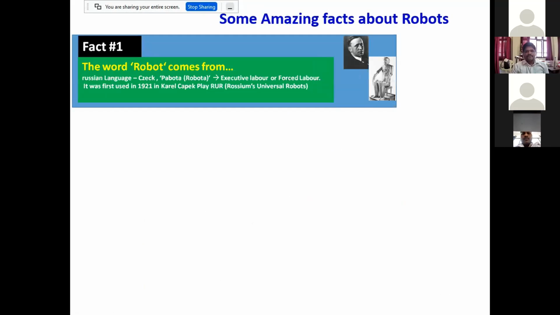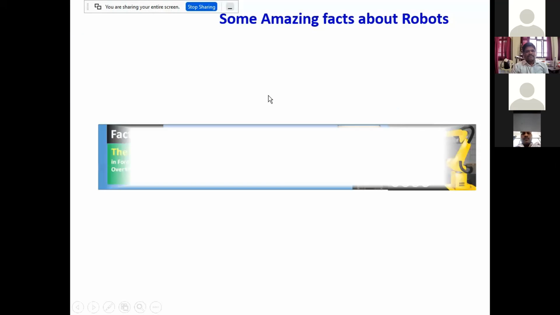You already know that the word robot comes from the Czech word robota, meaning compulsory labor or forced labor. It was first used in 1921 in Karel Capek's play, Rossum's Universal Robots.